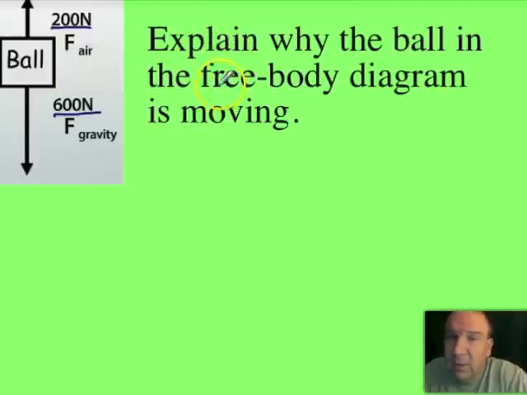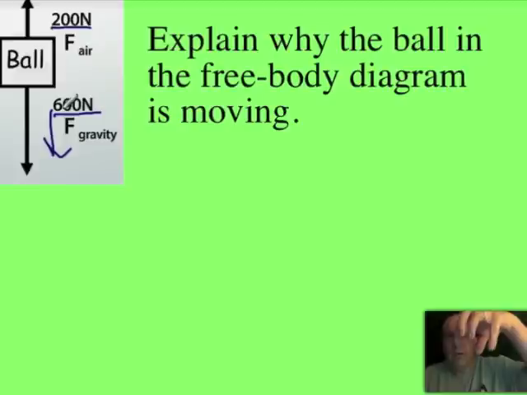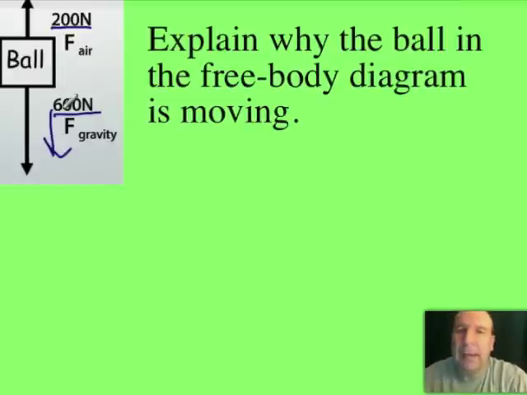Here it says, explain why the ball in the free body diagram is moving. Well, we know it's moving down because the arrow is larger here. It's showing that movement. There's a greater force here. So why is it? Well, I just said, basically because there's a greater force pulling down on the ball. So this might be a ball that someone's holding up and it's really, really heavy. And so you can't hold it, so it keeps going down. And that's because gravity's pulling it down and you just can't hold it up. So this ball is moving down.